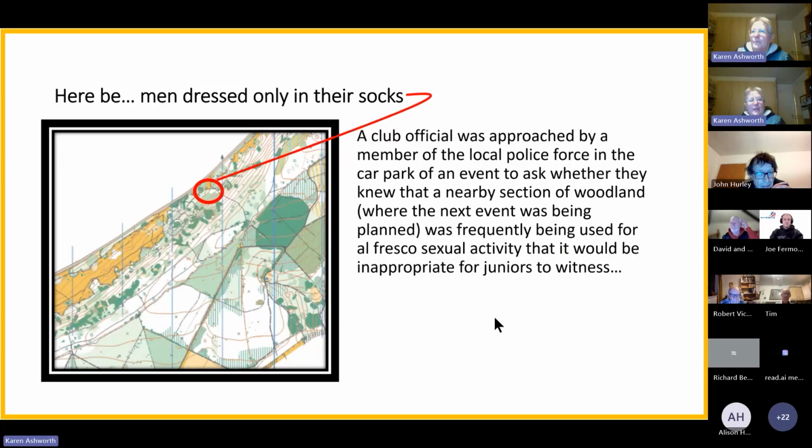Next one. Here be men dressed only in their socks. So the story of this one, a club official was approached by a member of the local police force in the car park of an event to ask whether they knew that a nearby section of woodland where the next event was being planned was frequently being used for alfresco sexual activity, that it really wouldn't be appropriate for juniors to witness. So we're talking about this next event now, the one that's going to take place in the section of woodland where we know there's a problem.